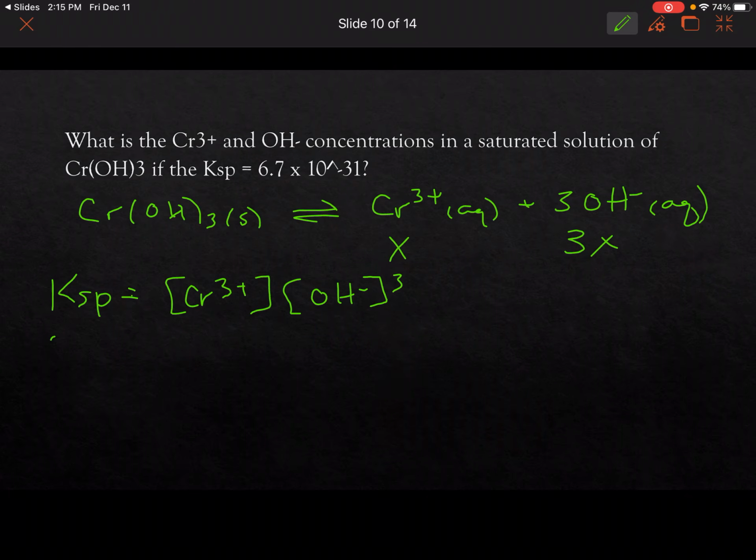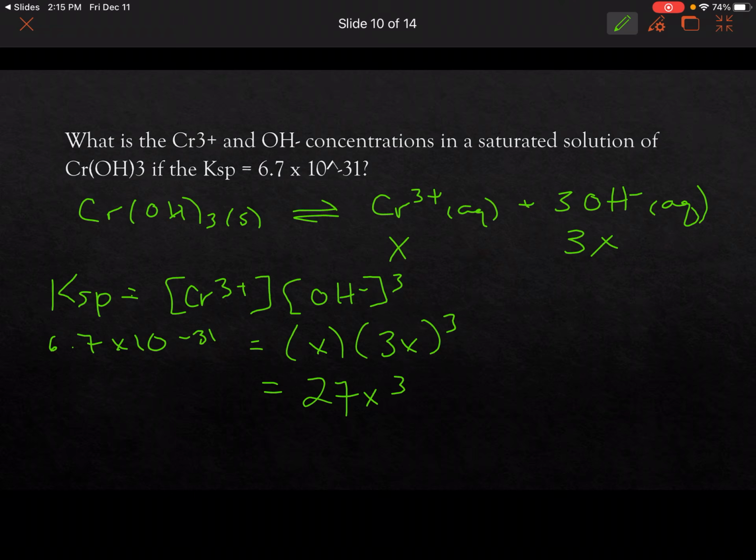Let's put our values in here. 6.7 times 10 to the negative 31 is going to be equal to X times 3X cubed. So this is where we get our 27X cubed. Oh, sorry, that was X to the 4th. My apologies. 27X to the 4th. So again, you're going to divide by the coefficient there, the 27, and then you're going to take the 4th root there.